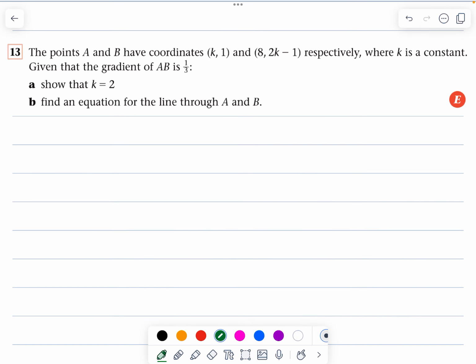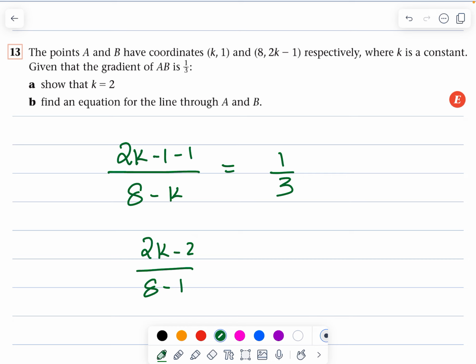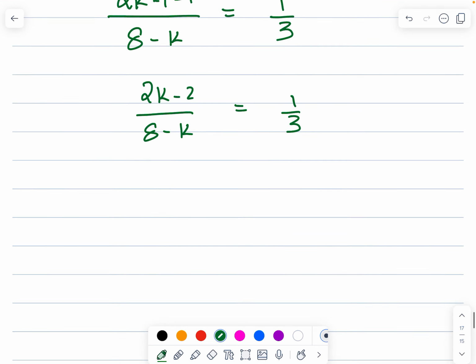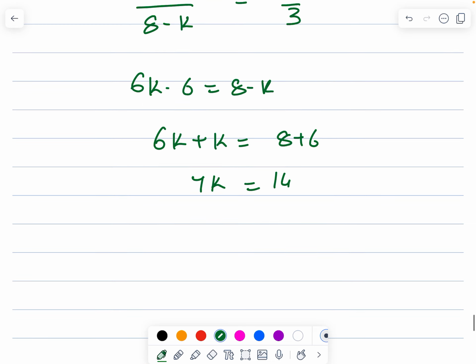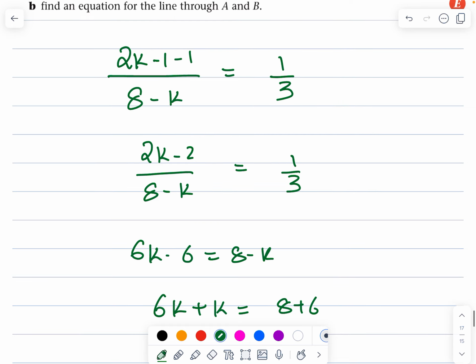Question number 13. The gradient is given, which is y2 minus y1 upon x2 minus x1 is 1 upon 3. 2k minus 2 upon 8 minus k equals 1 upon 3. Do the cross multiplication. 6k minus 6 equals 8 minus k. 6k plus k equals 8 plus 6. 7k equals 14. k equals 2.